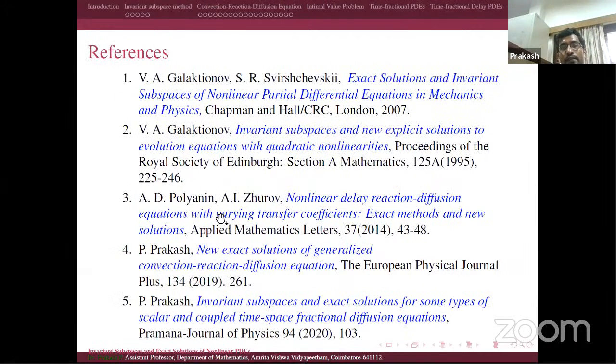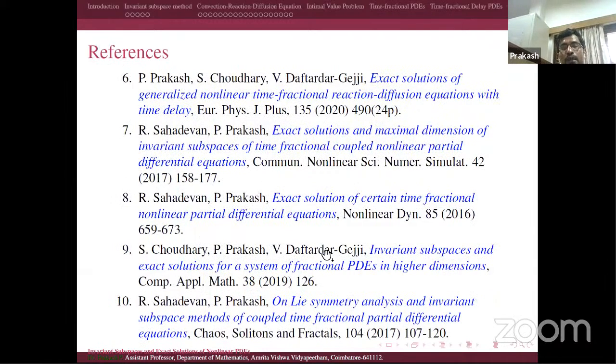So here are the references. This first book is a very nice book for exact solutions and invariant subspaces of nonlinear PDEs in mechanics and in physics. In this paper, he discussed quadratic nonlinearity with invariant subspaces, and Polyanin and Zhurov used the invariant subspace method for the nonlinear delay diffusion equation. This is my paper, because here I found a new exact solution of the generalized convection diffusion equation. And another paper is on the time space fractional coupled diffusion equation. Some other papers related to invariant subspace methods are also mentioned here.